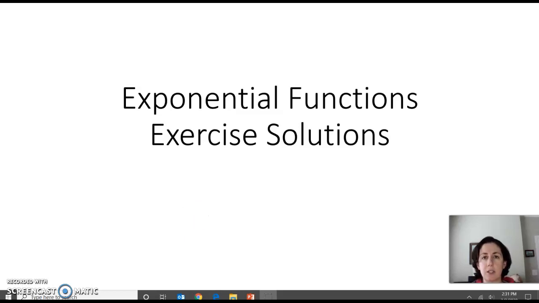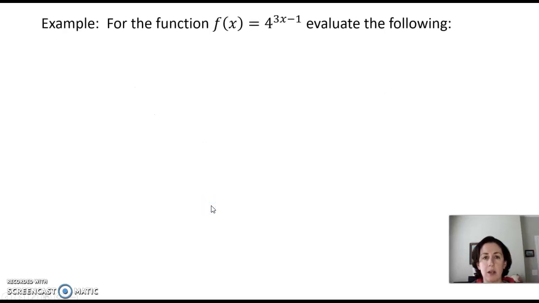Exponential function exercise solutions. First up, we will evaluate the function f of x equals 4 to the 3x minus 1 at 2. So my input is going to be 2, which means I want to replace this x right here with a 2. So I'll have 4 raised to the 3 times 2 minus 1.